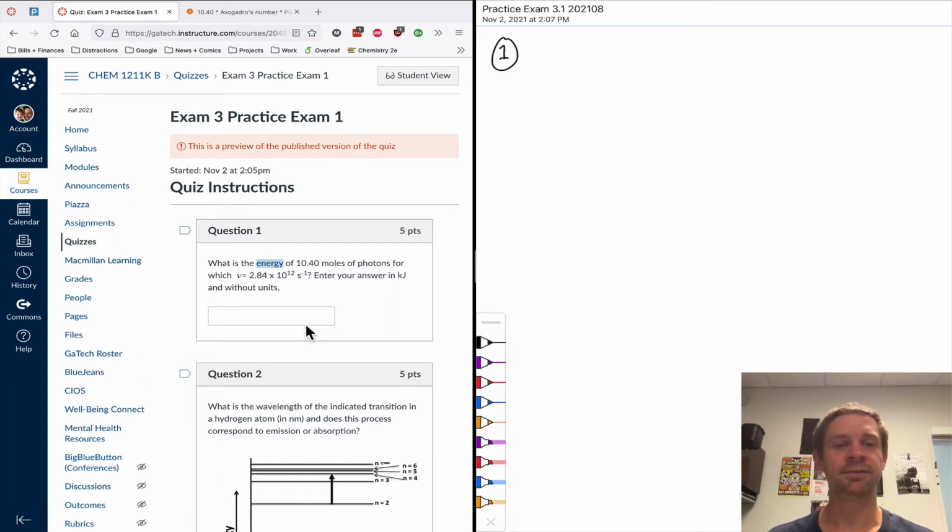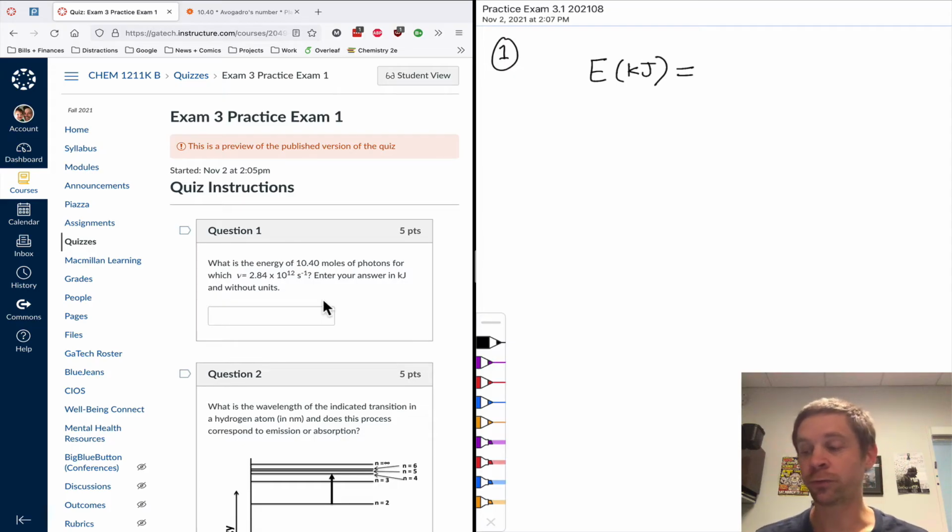In this problem, we have an energy that we're looking for of a collection of photons, specifically 10.40 moles of photons with a given frequency. And I know this is a frequency because I'm dealing with light and the units are inverse seconds. I want that energy in kilojoules. I'm going to go ahead and note that down. I want the energy in kilojoules. And I know the frequency, and this suggests that I need an equation that's going to relate energy and frequency of light, and there is an equation that does so, E equals h nu.